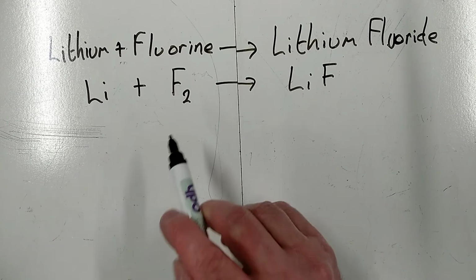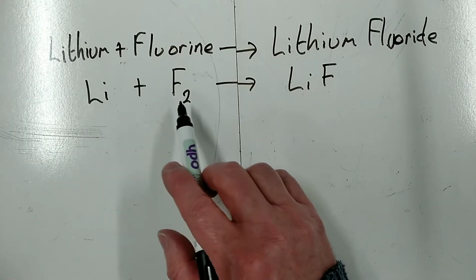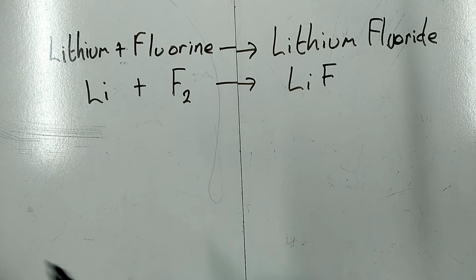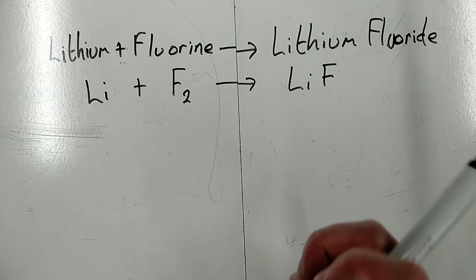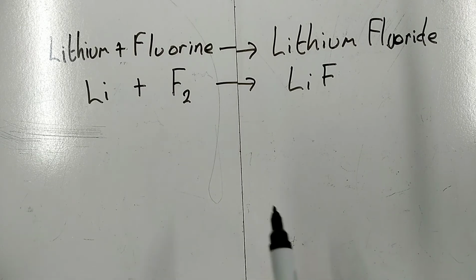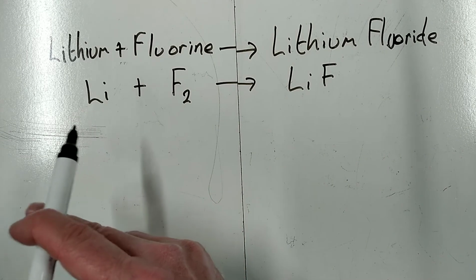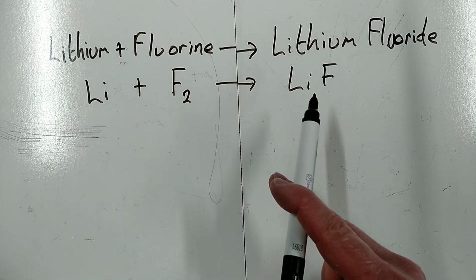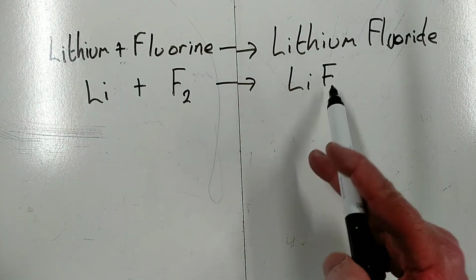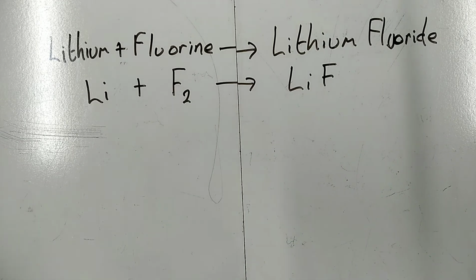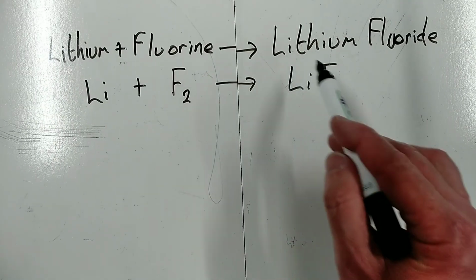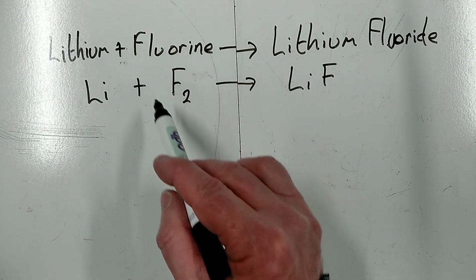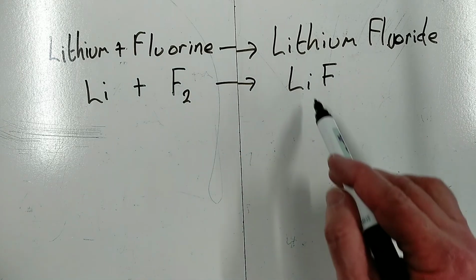Now, as you can see, the reason we write it like this is that's how fluorine exists in the real world. Fluorine exists as two fluorine atoms chemically bonded together. Lithium, on the other hand, just exists as individual lithium atoms, and lithium fluoride is one lithium joined to one fluorine. Now, you can see from this that they are not balanced. We've got one lithium on this side, which is fine, one on this side, which is equally fine, but we have two fluorines here and just one here.